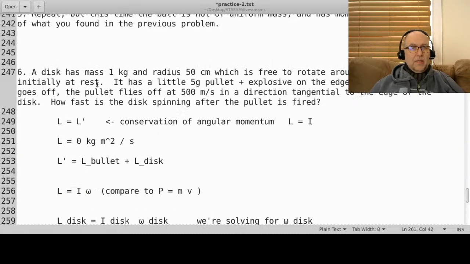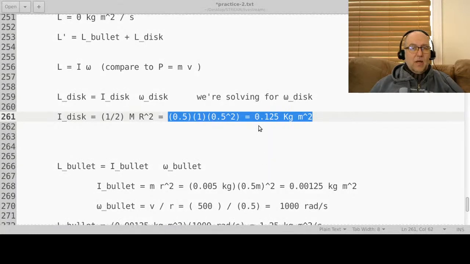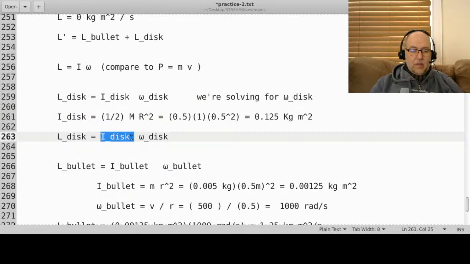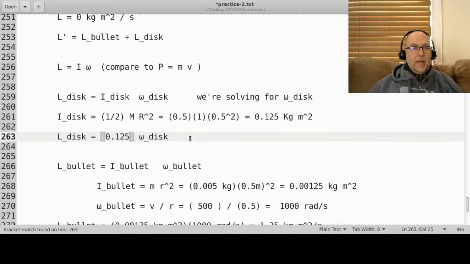And so I tell you that the disk has a mass of 1 kilogram and radius 50 centimeters or 0.5 meters. And so that works out to 0.125 kilogram meters squared. Great. We have the moment of inertia of the disk, but we don't have the omega. So we really can't put in a number for this, but at least we could write this. We could take that out and put in that number right there. And we can't go any further with that. That's all right.